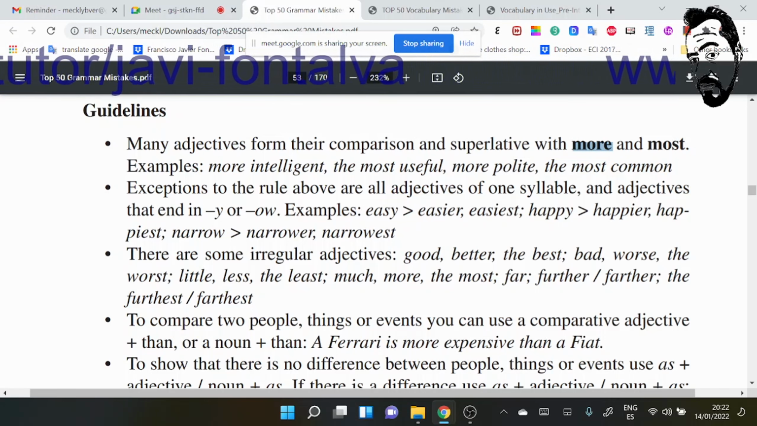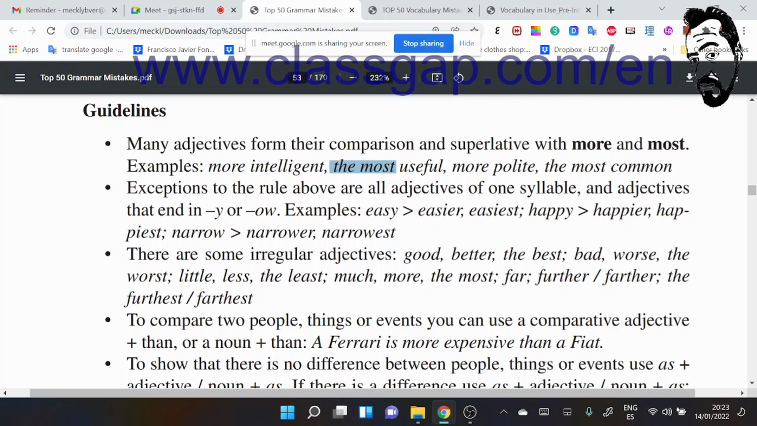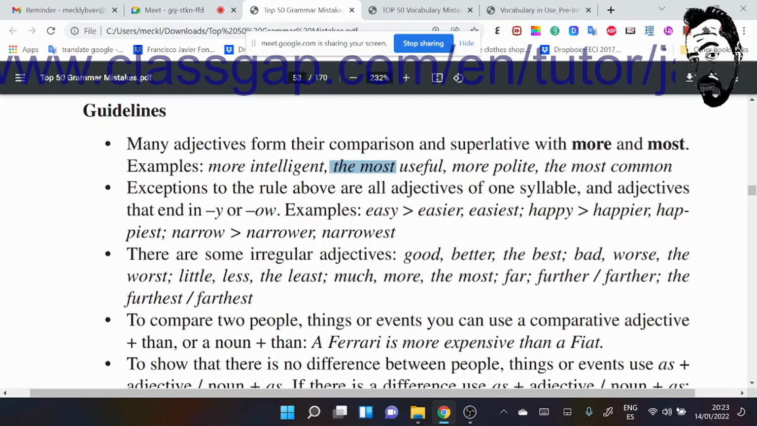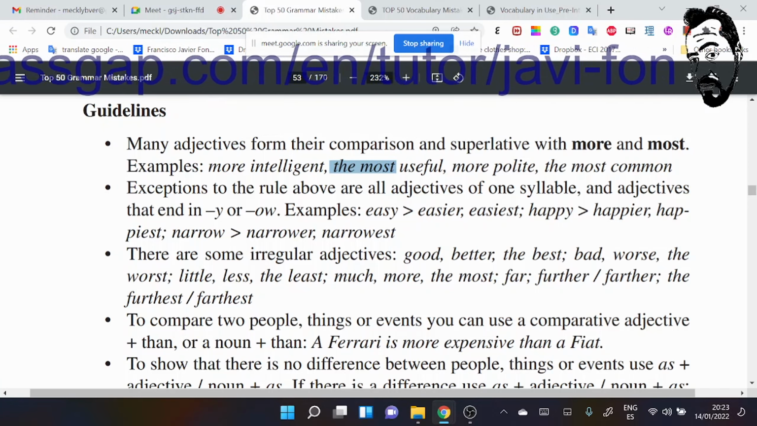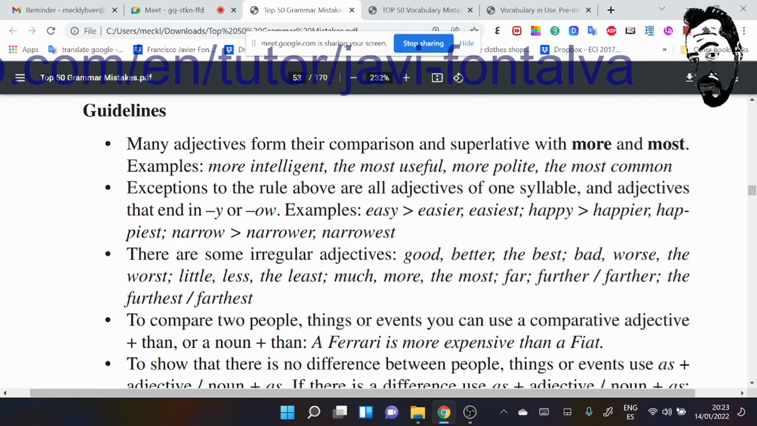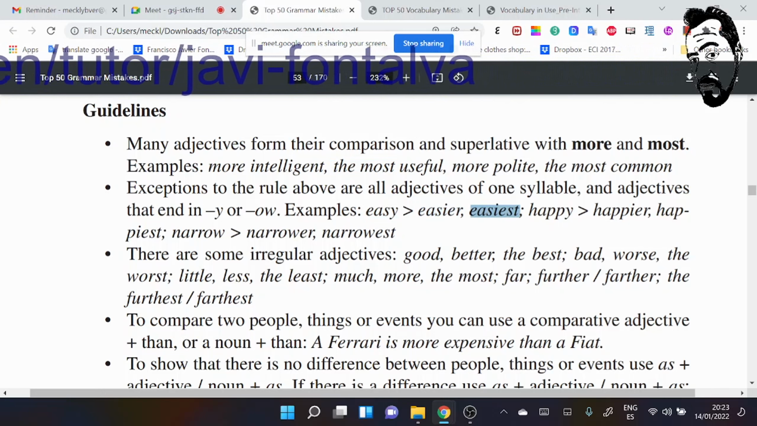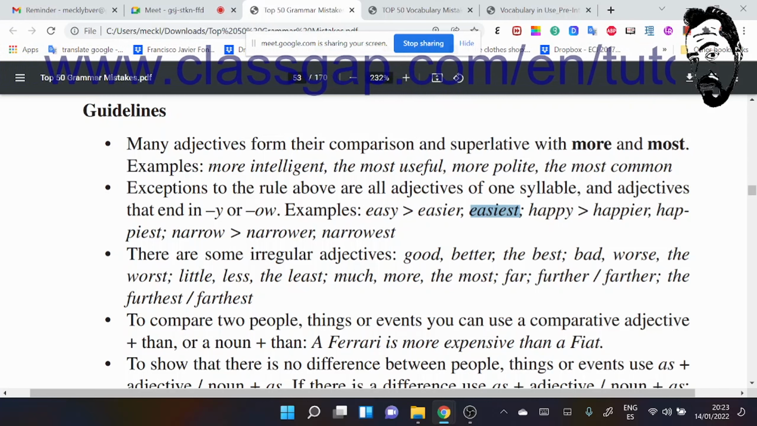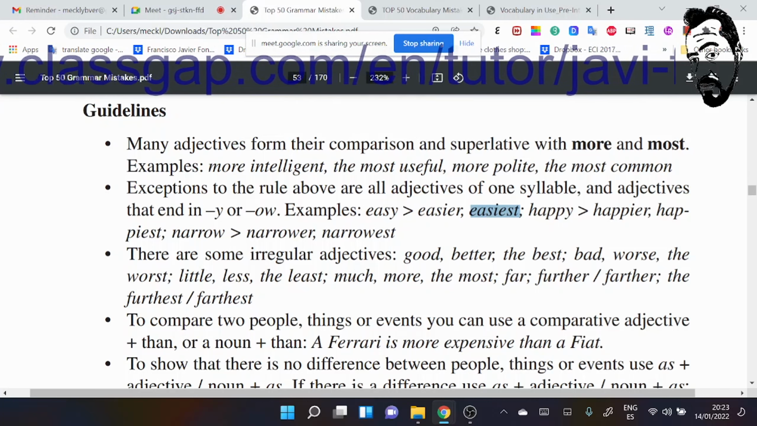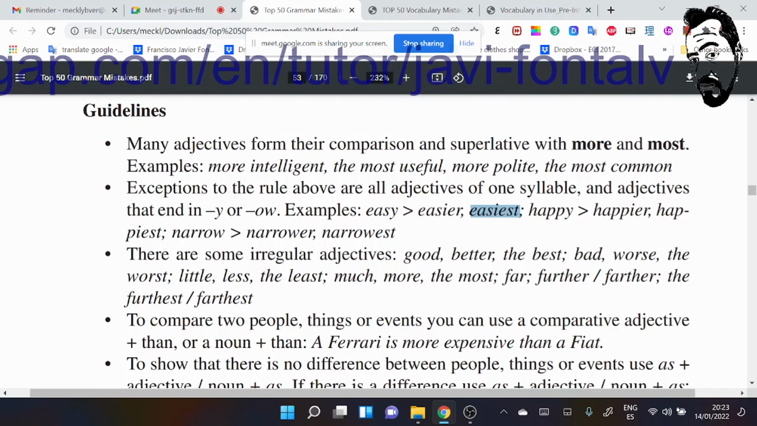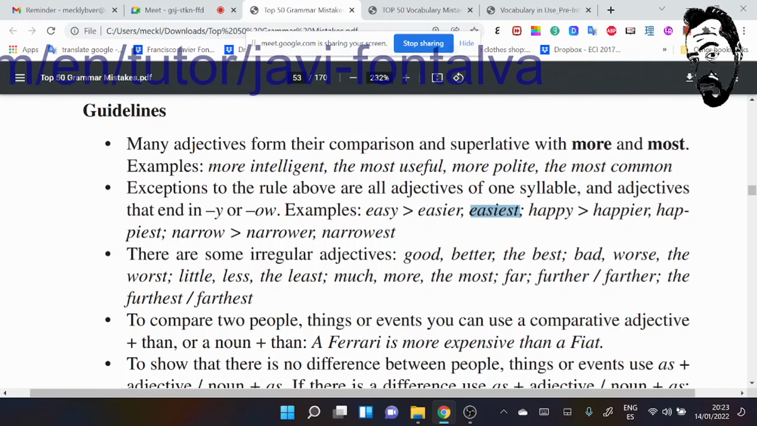Sometimes we don't use more or the most. We use ER when we're comparing. So for example, easy, easier. But we say the easiest. When I mean number one, I say the easiest. So for example, I can say the cheapest car. So cheap, cheaper, the cheapest.